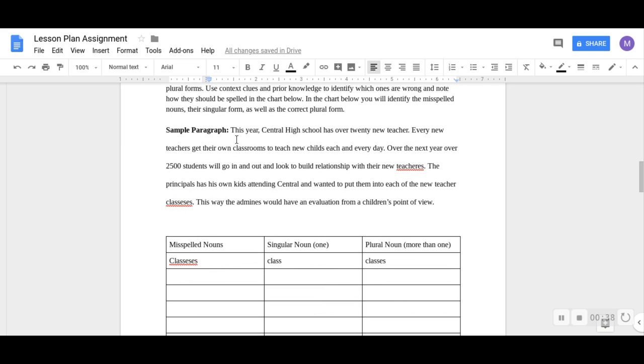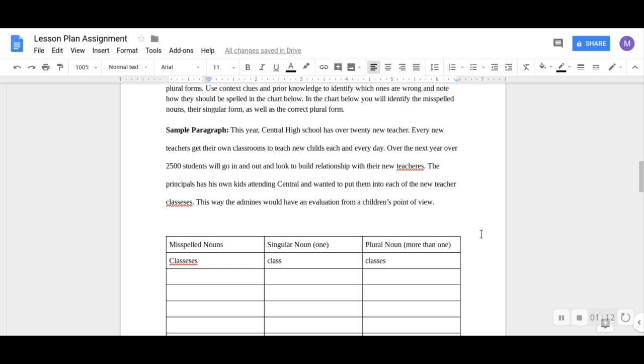So, here we go. This year, Central High School has over 20 new teachers. Every new teachers get their own classrooms to teach new childs each and every day. Over the next year, over 2,500 students will go in and out and look to build relationship with their new teachers. The principal has his own kids attending Central and wanted to put them in each of the new teachers' classes. This way, the admins would have an evaluation from a child's point of view.